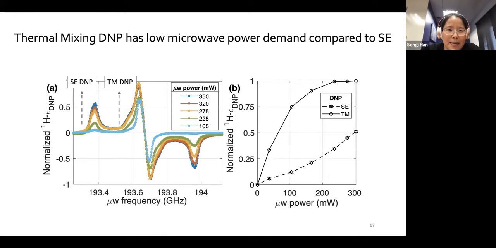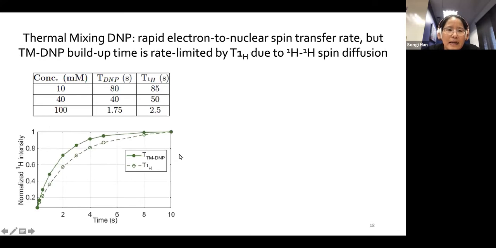Now, why do we care about thermal mixing DNP? Well, there is a lot of potential. First of all, it has a very low microwave power requirement. For example, compared to solid effect anyway, you need relatively little power, 200 milliwatt, to saturate the effect entirely. That's exciting. The build-up time would be very rapid, except in this kind of sample, spectral diffusion is rate limiting, and therefore the build-up of thermal mixing pretty much is the T1 of the proton. So that's nice, at least it's not slower, but it can't surpass that.